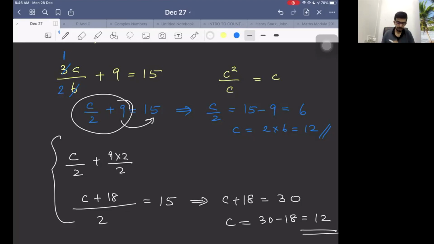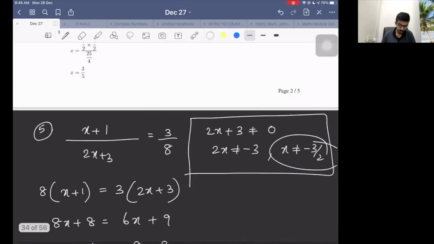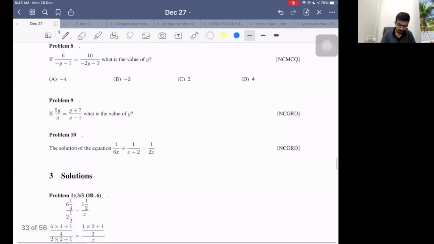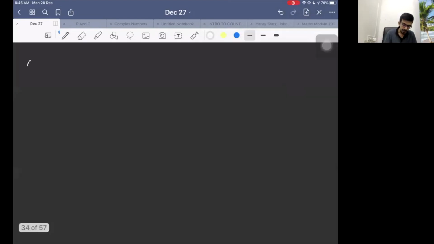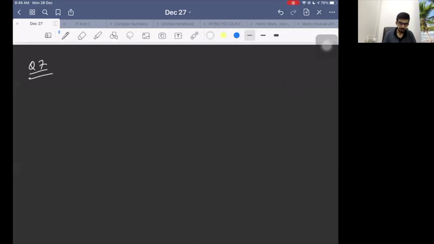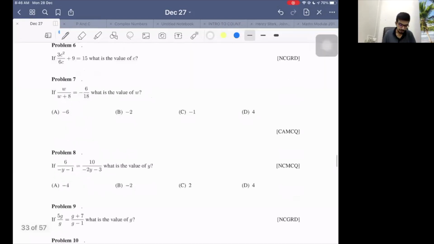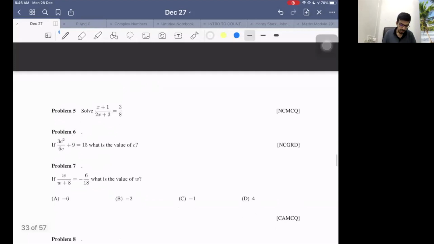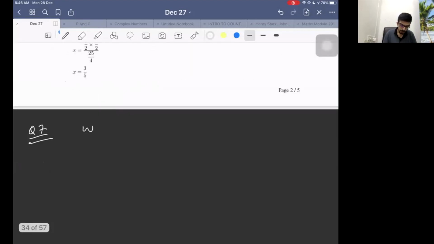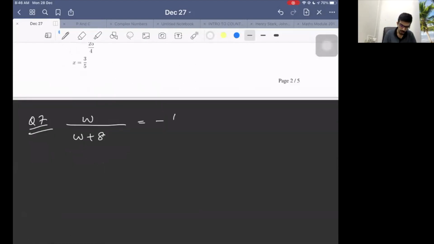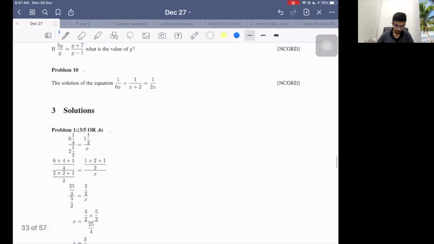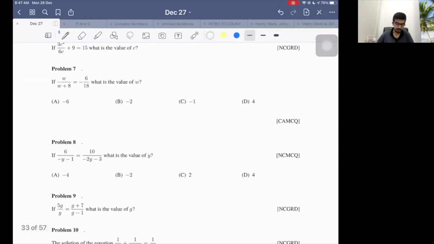Yeah, okay, cool. Let's go to the next question, which is problem number 7. Question 7: W divided by W plus 8 is equal to minus 6 over 18. What is the value of W?